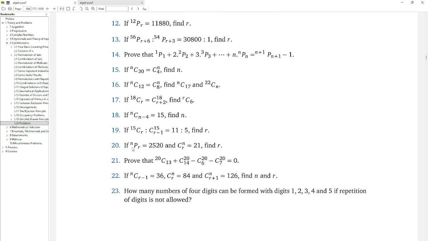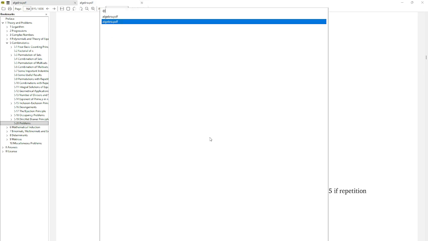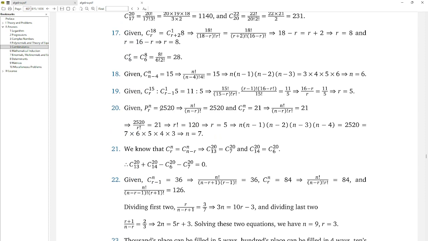Question 20 says that if nPr is equal to 2520 and nCr is equal to 21, find r. So we are given that nPr is equal to 2520, that is n factorial by n minus r factorial is equal to 2520, and nCr is equal to 21, that is n factorial by n minus r factorial multiplied by r factorial is equal to 21.